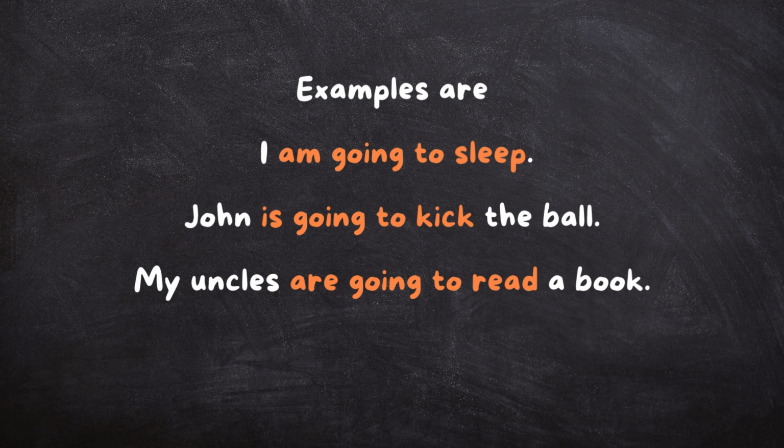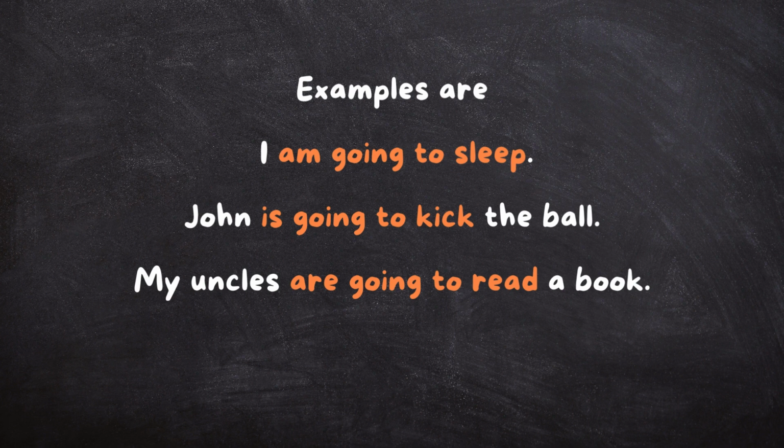We go on to John is going to kick the ball. Here, kick is the verb that we need to make the future of. So we get is going to kick. Now, my uncles are going to read a book. Read is our verb in the sentence, and to form the future of it, we used are plus going to, and then we added the two of them to read to get are going to read. And in the sentence, my uncles are going to read a book.